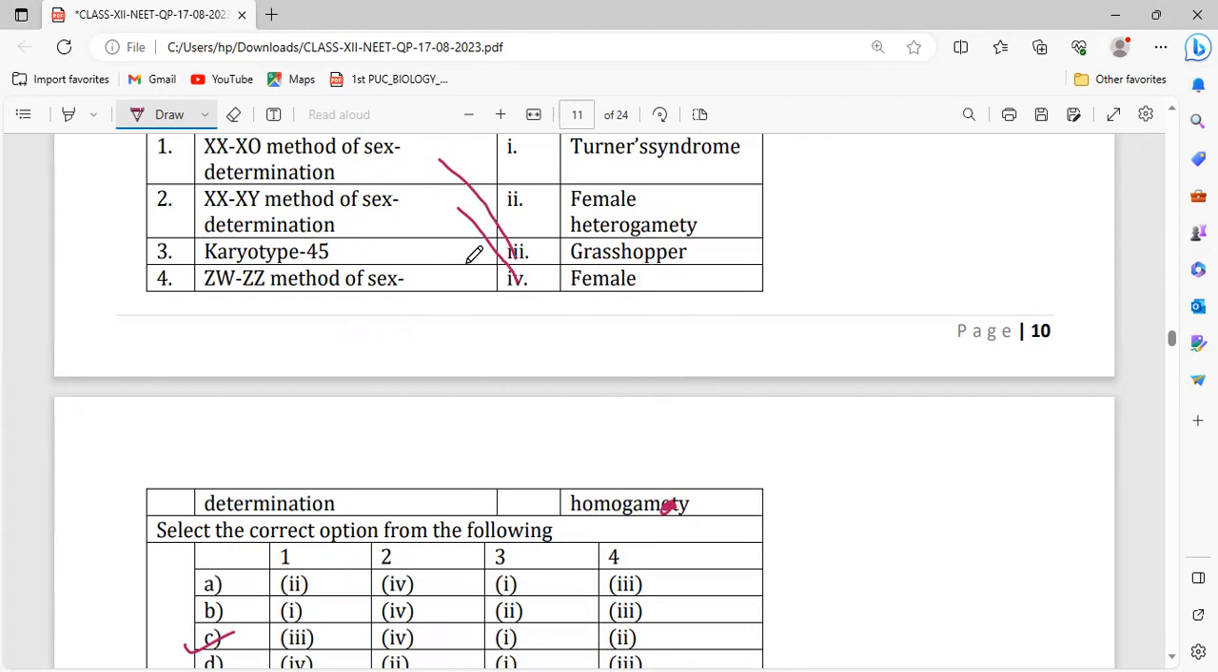Then karyotype 45. So that means instead of 46 chromosomes, there will be 45 chromosomes. That will be in Turner syndrome. ZW and ZZ method of sex determination. This is the female heterogamy. So this we can see in birds. The females are heterogametic. So ZW will be female.